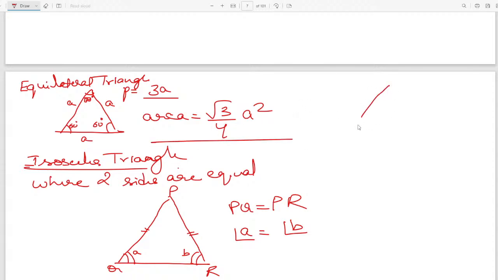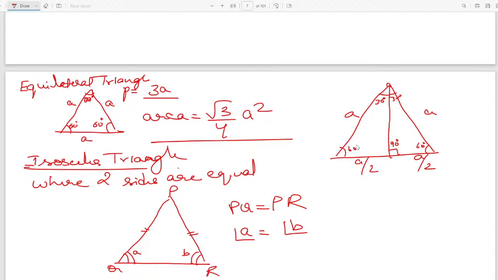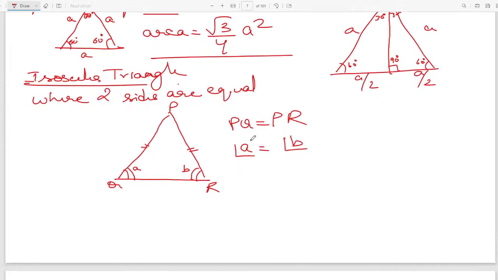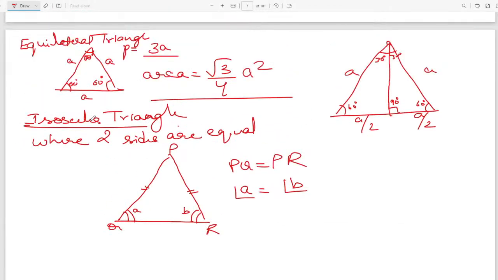You can actually split this equilateral triangle like this. So this would be A, and this would be A by 2, A by 2. This would be 90 degree. This is 60 degree, and this is 30 degree. This will be 30 degree, and this is 60 degree. I'll come to this concept once I cover the concept. So let me complete this isosceles triangle, and then I'll come to the equilateral triangle area, how to calculate that.